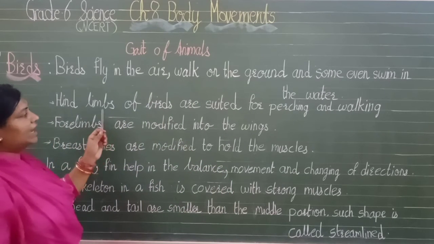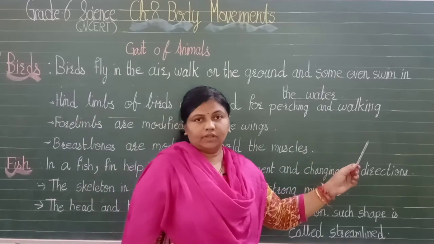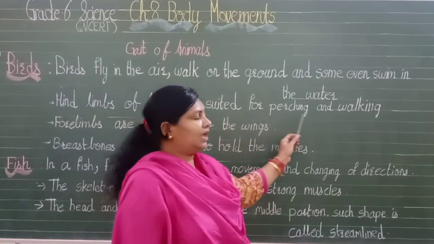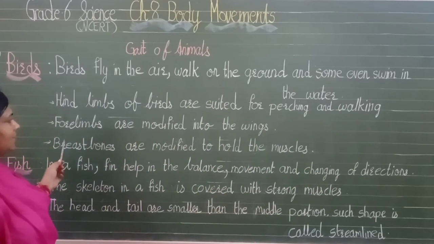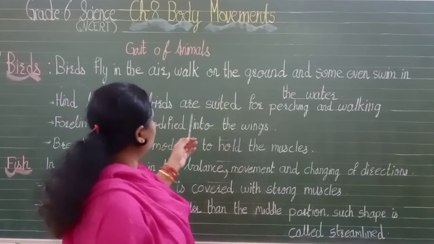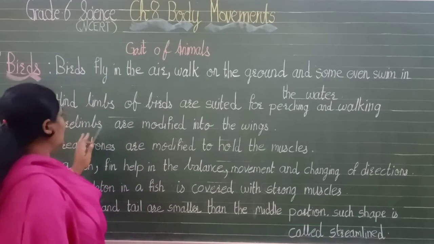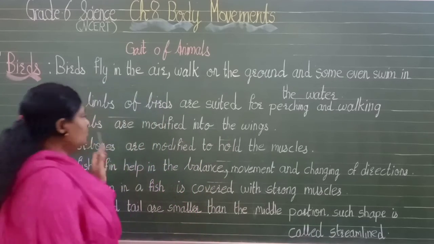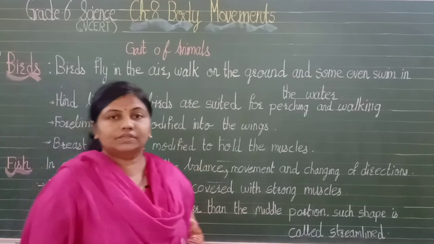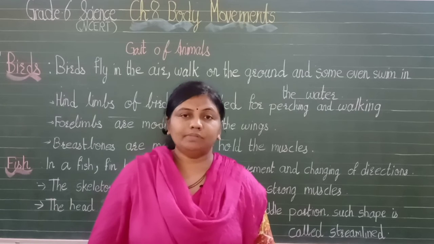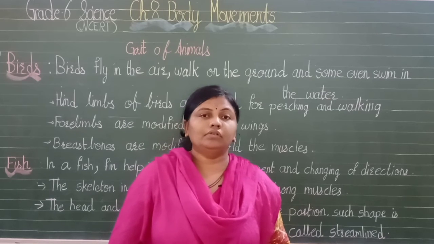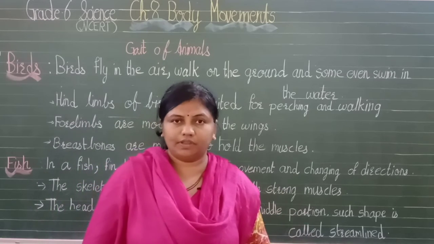Now hind limbs of birds are suited for perching and walking. Perching means sitting, okay. So the hind limbs are suited for perching and walking in birds. Now, forelimbs. Forelimbs are modified into the wings. So, hind limbs are for perching and walking, while forelimbs are modified into the wings so that birds can fly easily. Even the breastbones are modified to hold the muscles. So, such structure in the birds helps the birds to fly in the sky. They also have legs, so they can walk on the ground, and some can swim in the water.